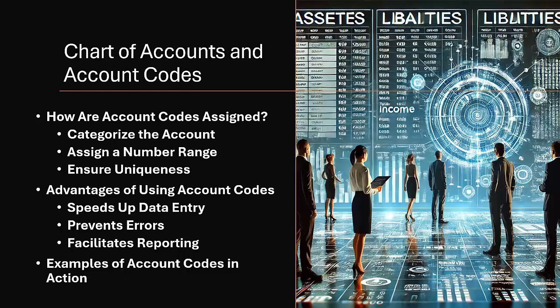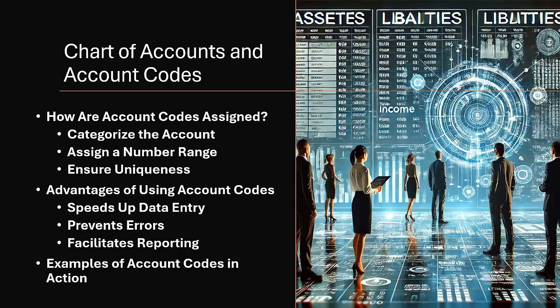Examples of account codes in action: Example 1. Recording a sale. Let's say a florist sells flowers for $500. The transaction would involve sales revenue account, code 4010. This is credited because income has increased. Cash account, code 1010. This is debited because cash has increased.